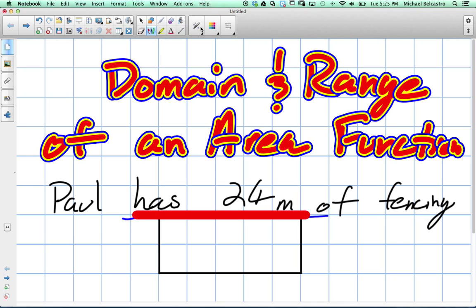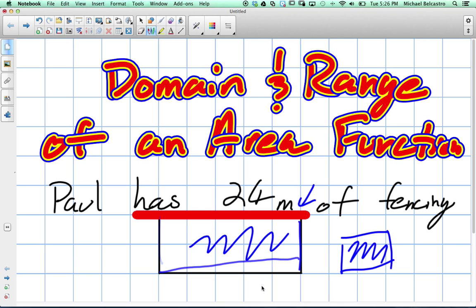And this fencing is essentially just going to be three-sided. We're going to use the wall of the barn to help us out here. That way we don't have to use all of the fencing, have a much smaller area. We want to try to maximize this as much as we can.